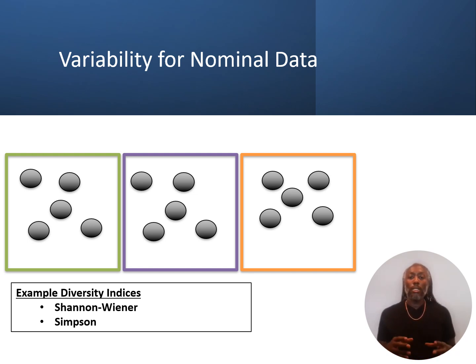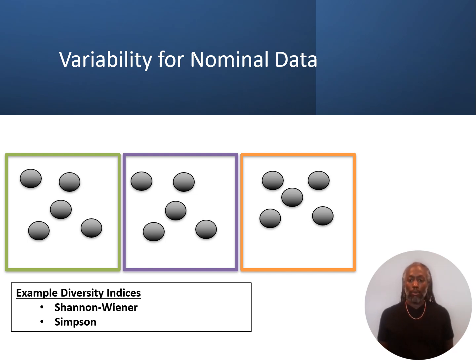So instead of measuring range or interquartile range or some measure of a sum of squares, variance, and so forth, we can't measure those in nominal data, right? Because we don't know the distance between observations. There's no intrinsic value in each one of these categories. So instead of doing that, oftentimes we'll calculate some type of diversity index.